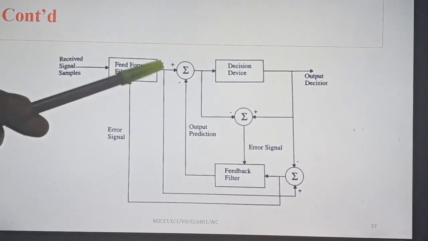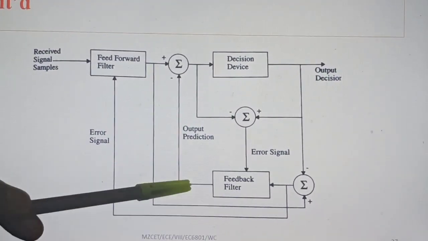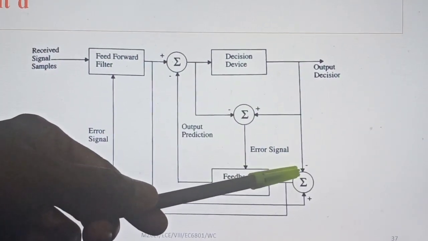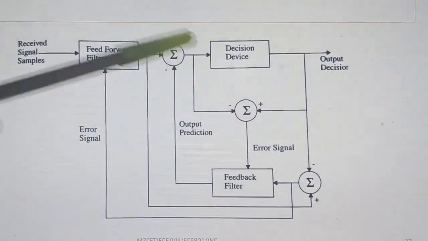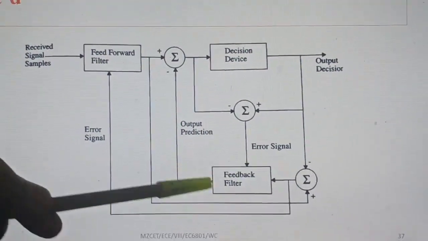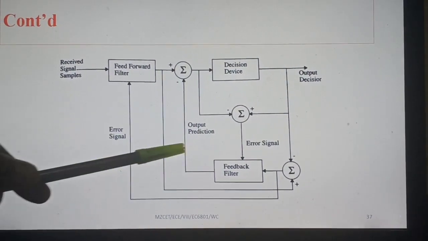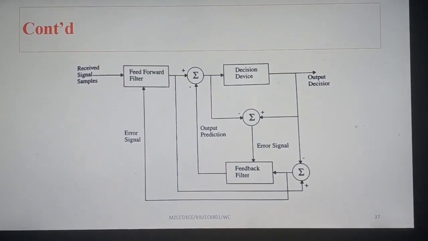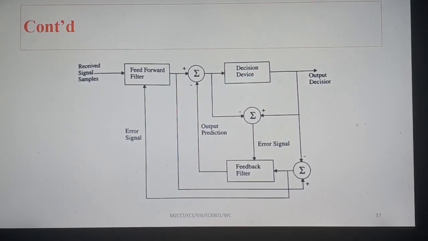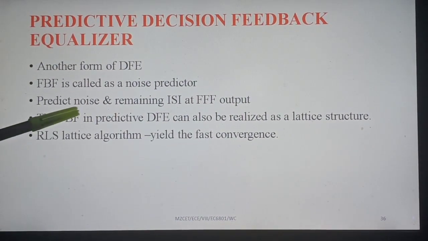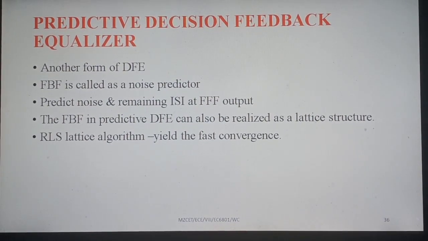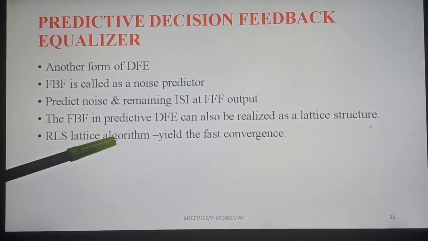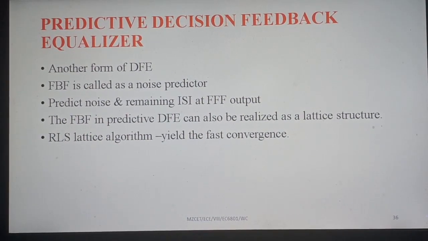This structure has a feed-forward filter and a feedback filter. This feedback filter is driven by the difference between the output of the detector and the output of the feed-forward filter. This feedback filter is called a noise predictor as it predicts the noise and the remaining inter-symbol interference at the output of the feed-forward filter. The feedback filter in the predictive decision feedback equalizer can also be realized in the lattice form, where the RLS lattice algorithm can be used to yield fast convergence.